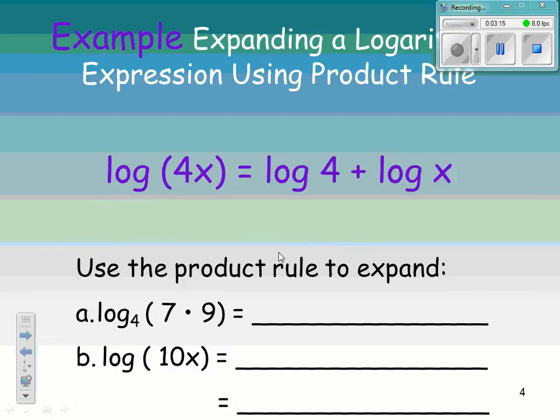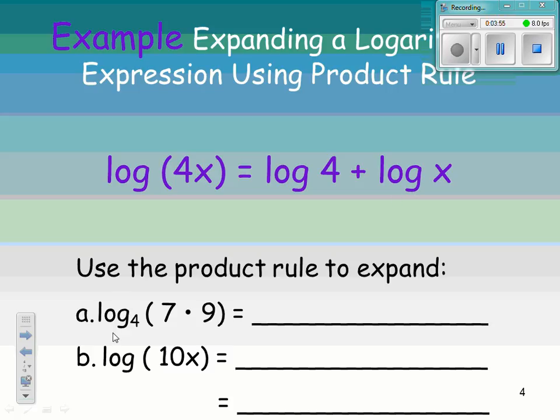Okay, expanding them using the product rule. The first example we have says log of 4x. This is a product. This is actually 4 times x. We just didn't have to write the multiplication sign. So if we were going to expand log of 4x, we could rewrite that as log of 4 plus log of x, where all we're doing is splitting the 4 and the x. Log of 4 plus log of x.